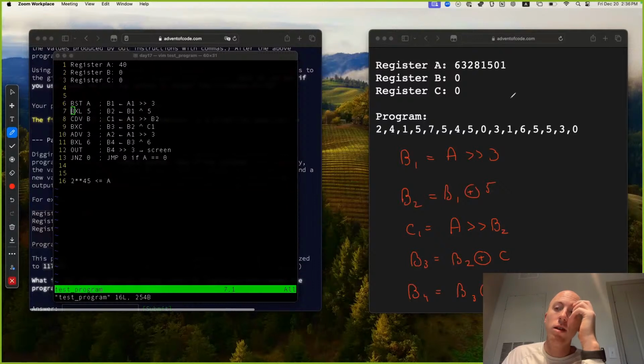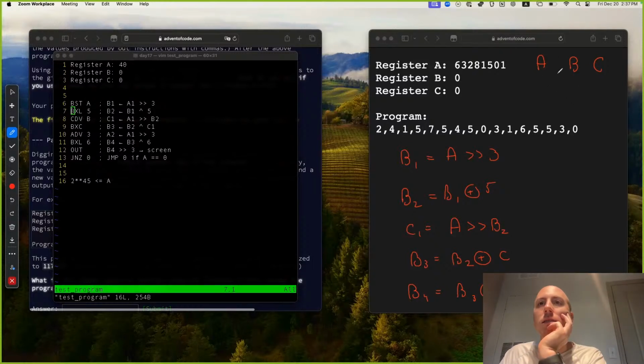A and B. So just to draw out the dependency flow chart a little bit, we start with A. So we do this B thing, kind of like A, B, and C. A just goes into B1, and then B2 is just a function of B1, and then the next value for C is a function of A and B2.